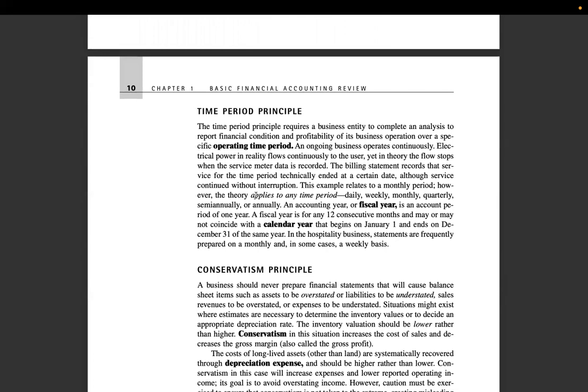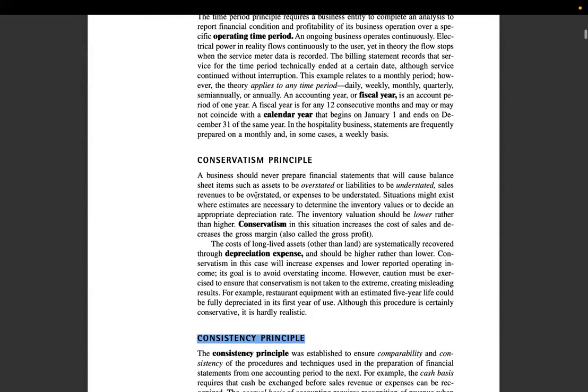Time period principle. The time period principle requires a business entity to complete an analysis to report financial condition and profitability of its business operation over a specific operating time period. An ongoing business operates continuously. Electrical power in reality flows continuously to the user, yet in theory, the flow stops when the service meter data is recorded. The billing statement records that service for the time period technically ended at a certain date, although the service continued without interruption. We did this one, so let's move on.